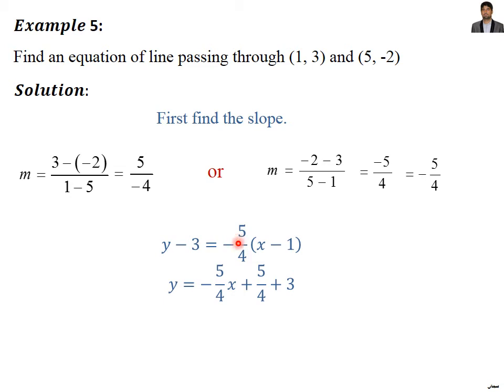Simplify this: -5/4 times x as it is. -5/4 times -1 is +5/4. Minus 3, move it to the right side, plus 3. Add these two, and we will have the equation of line in slope-intercept form. Remember, you can write your answer in any form.